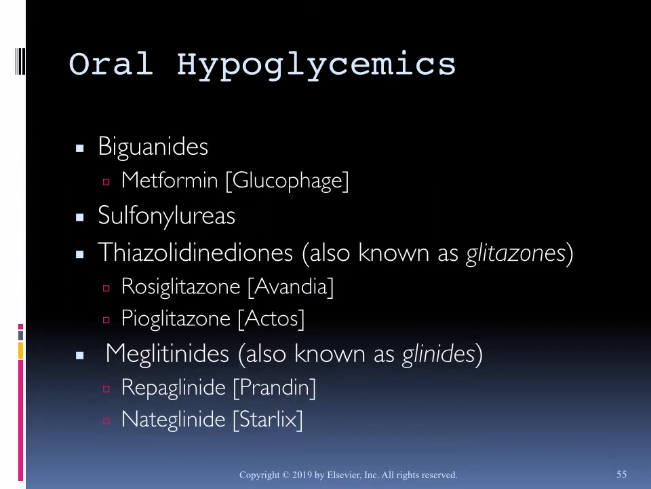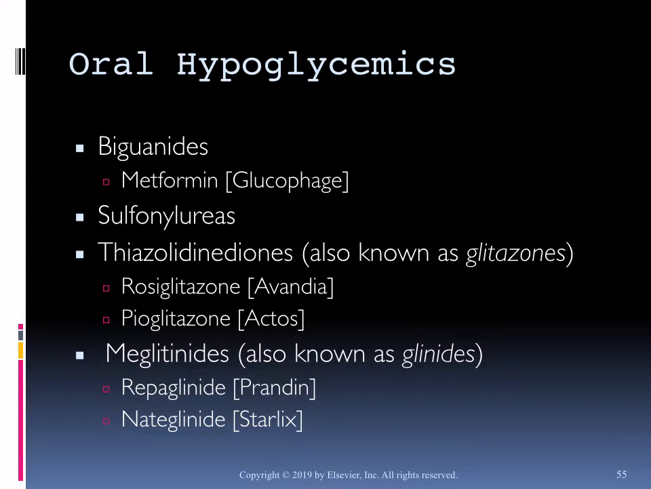The glitazones, an example of that is pioglitazone, and essentially the glitazones increase the cellular response to insulin by decreasing insulin resistance. It increases the uptake of the sugar and decreases glucose production.